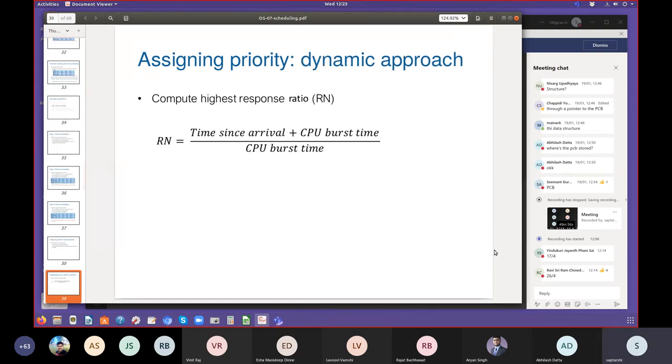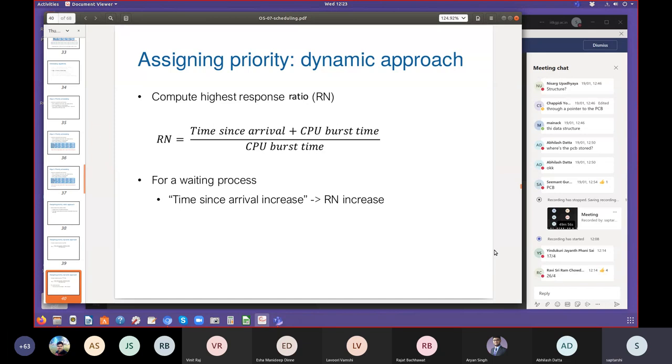So this is one approach of assigning dynamic priorities. Something called a response ratio is computed. And you see the formula here: time since arrival of the process plus CPU burst time, divided by CPU burst time. So what does this tell you? If the time since arrival increases, Rn increases. That means this ratio increases. And that is exactly what you want.